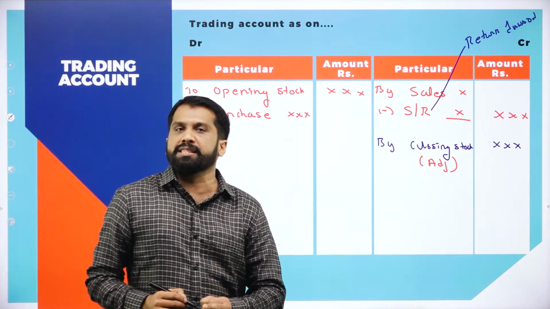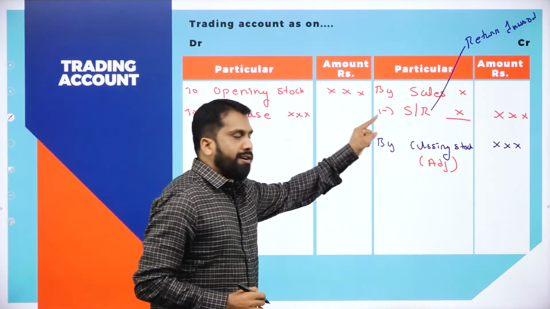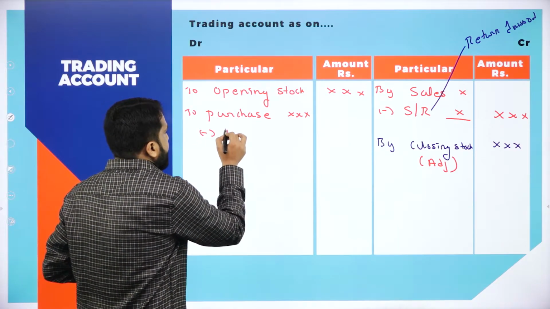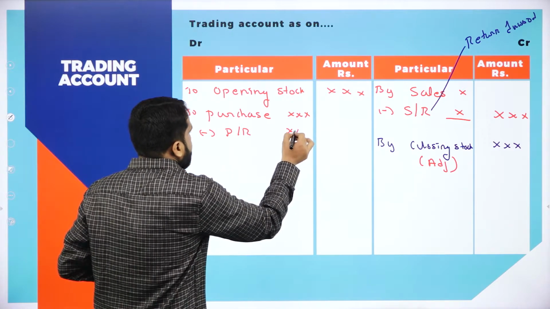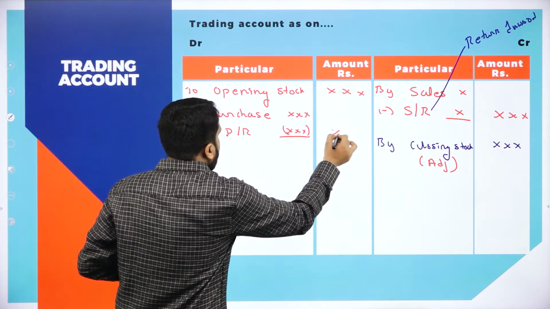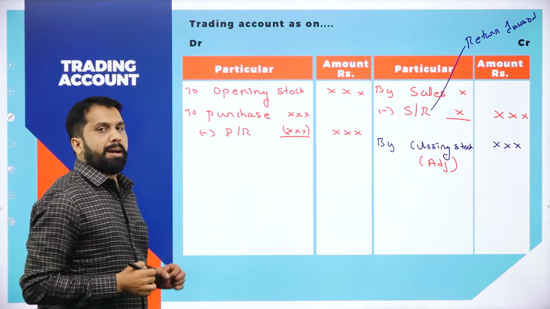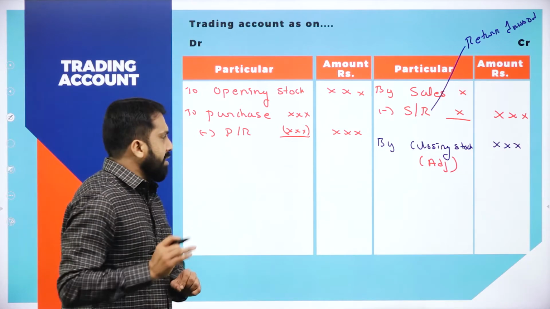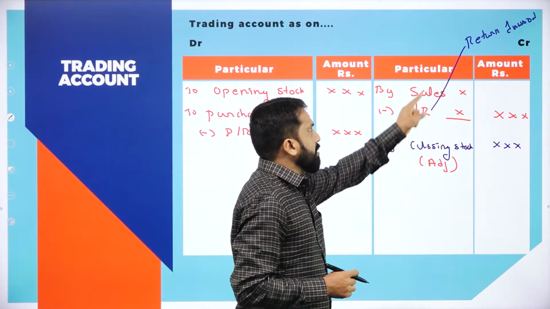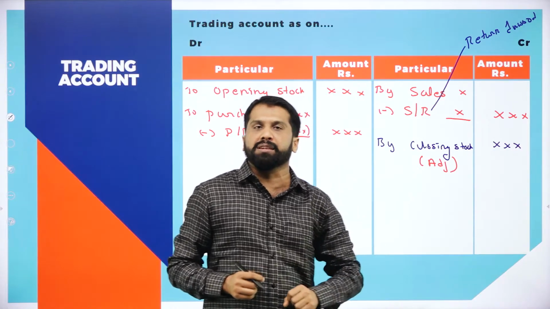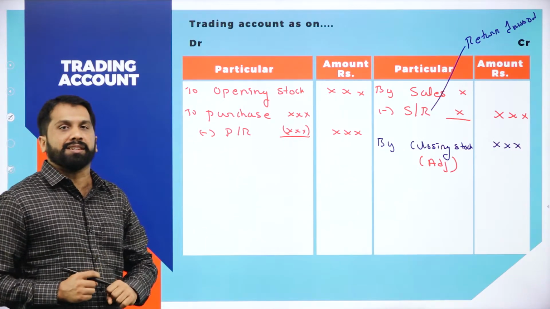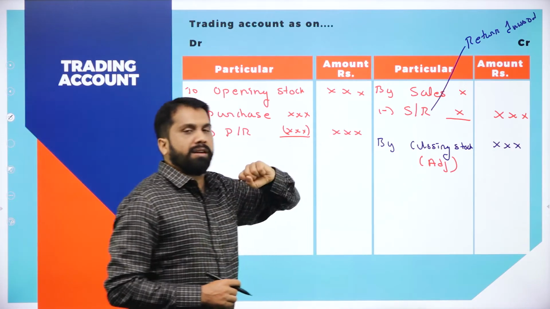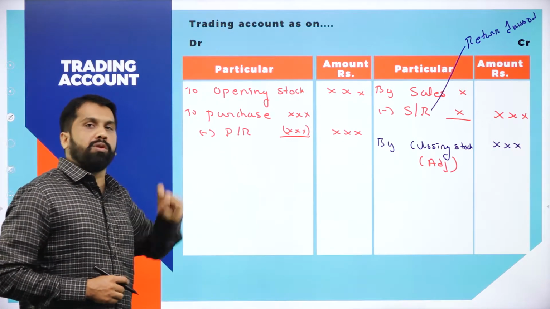Once the purchase is done, similar to how you did for sales, same thing: purchases minus purchase return. So in the outer column you should write the amount. Purchases minus purchase return, outer column amount. Now similarly, sales return we call return inward. What will we call purchase return? Return outward. Clear? It is return inward and this one is return outward.